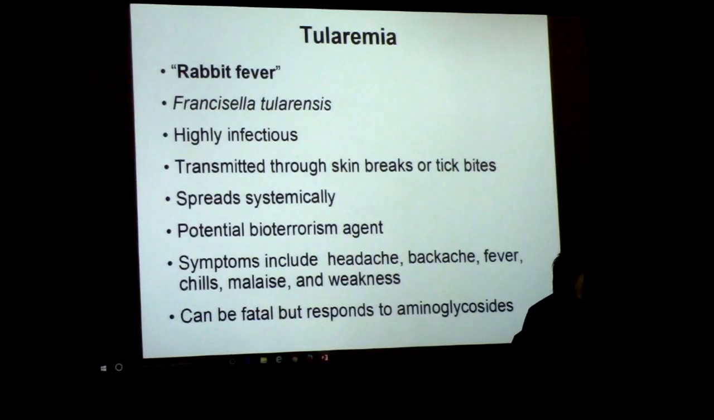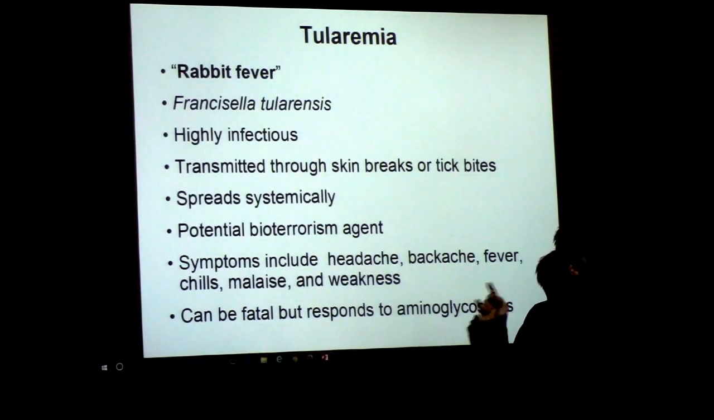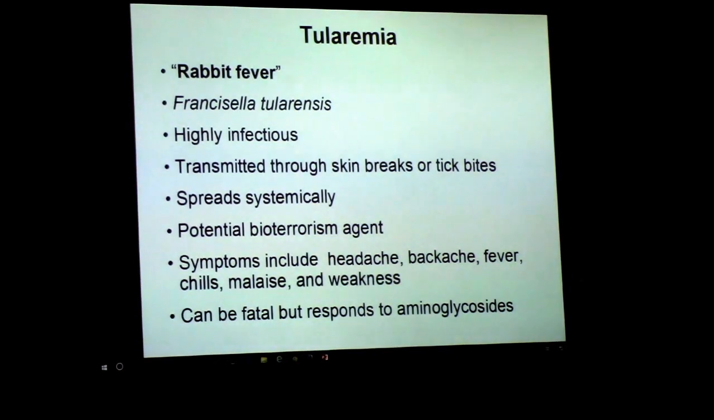bioterrorism to occur. There have been a couple of cases of people running over rabbits with lawnmowers and then developing this because they aerosolized the blood. So, you know, wild rabbits in particular, I wouldn't play with unless you want to get to a room.